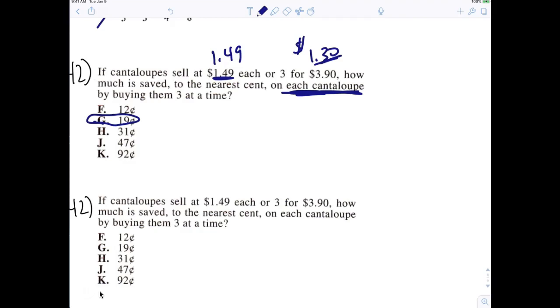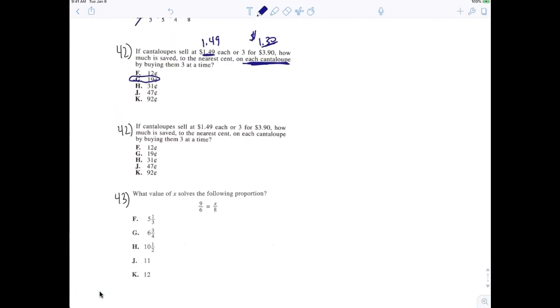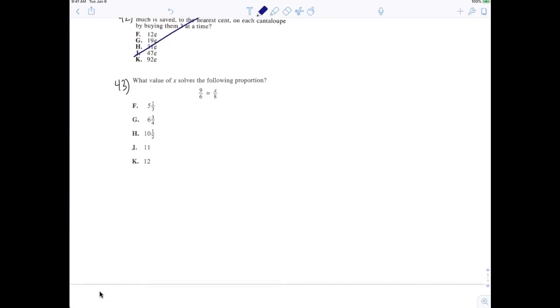I don't know. You're right. Should be 43. Oh, wait a minute. No, I just made a mistake when I copied this on here. That's all. So it doesn't matter. Same problem. All right, 43.